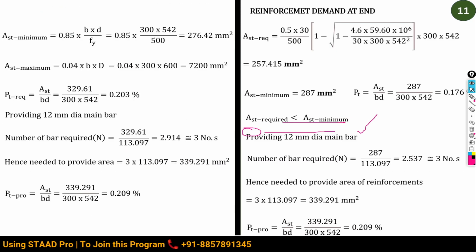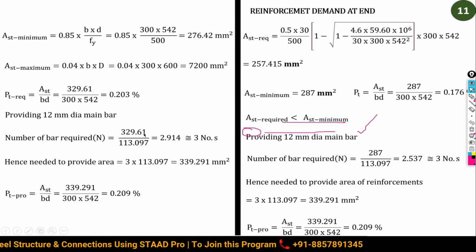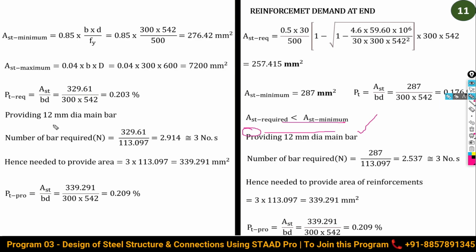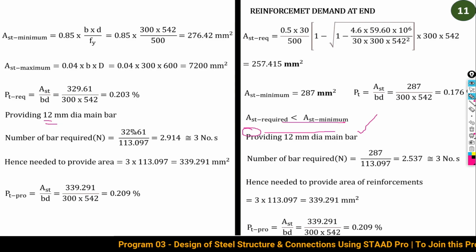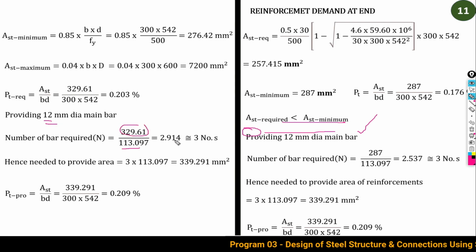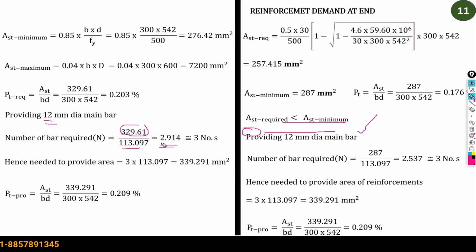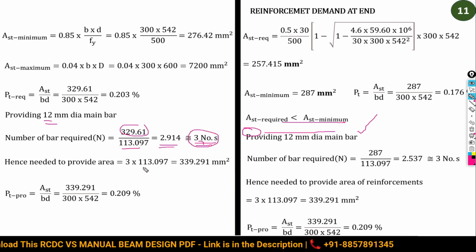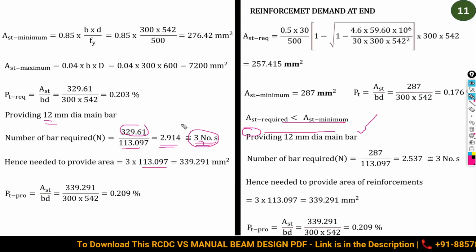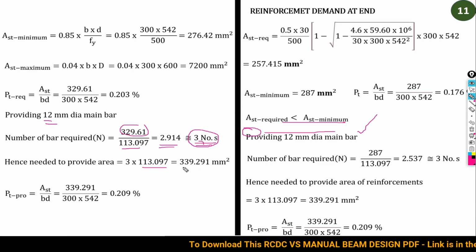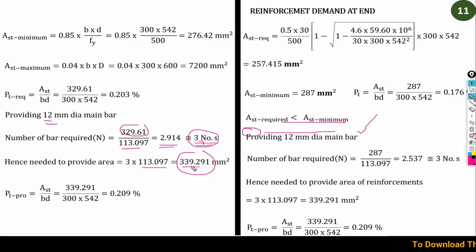Suppose you are going to provide the reinforcement of 329.61. I am going to provide the main reinforcement of diameter 12 mm. So total area divided by unit area gives 2.914 number of bars. This is a fraction, and it is not possible to provide fractional bars, so we are going to provide 3 bars. Three bars multiplied by unit area: demand is 329, but with 3 bars it becomes 339.291 mm² area of reinforcement. So finally this we are going to provide.